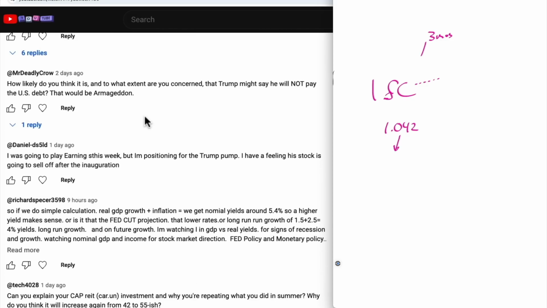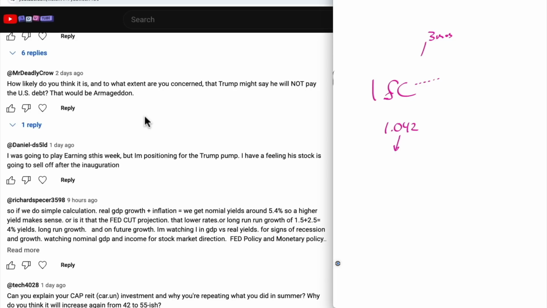How likely do you think it is, and to what extent are you concerned that Trump might say he will not pay the U.S. debt? Oh, I don't think that's much of a concern. I think he'll threaten it. Why are we paying this country back when they rip us off so much? They don't want to do fair trade deals.